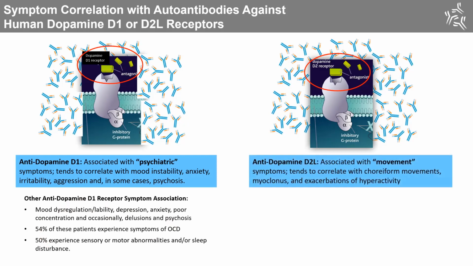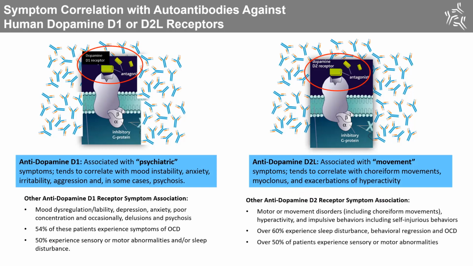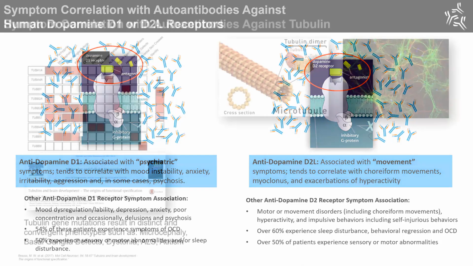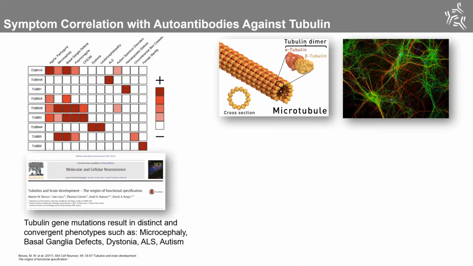The dopamine D2 tends to be more associated with different types of movement symptoms, based on the function of the dopamine D2 receptor and what it innervates. It correlates with choreiform movements and other types of hyperactivity. We also see there is some association with sleep disturbances and other symptoms. Now, antibodies that are directed against tubulin. Tubulin is an intracellular protein that is believed to control a lot of communication inside the cell. It's heavily concentrated in the nerve cells.